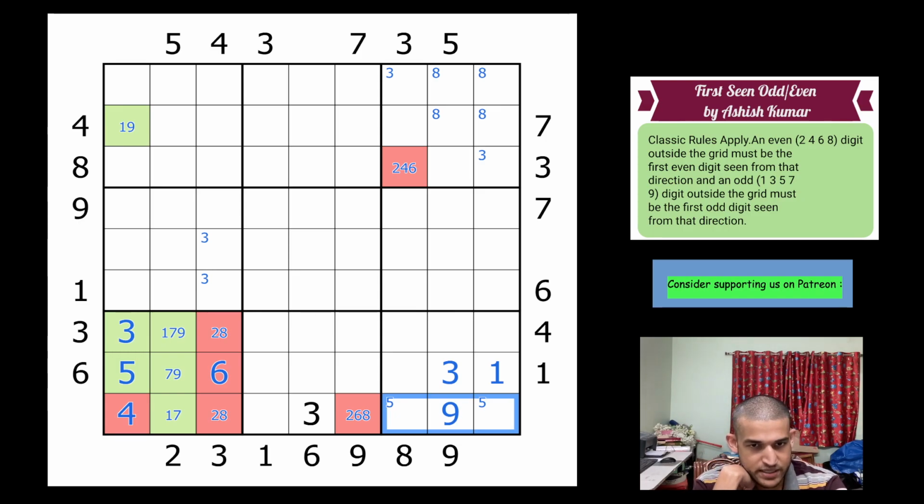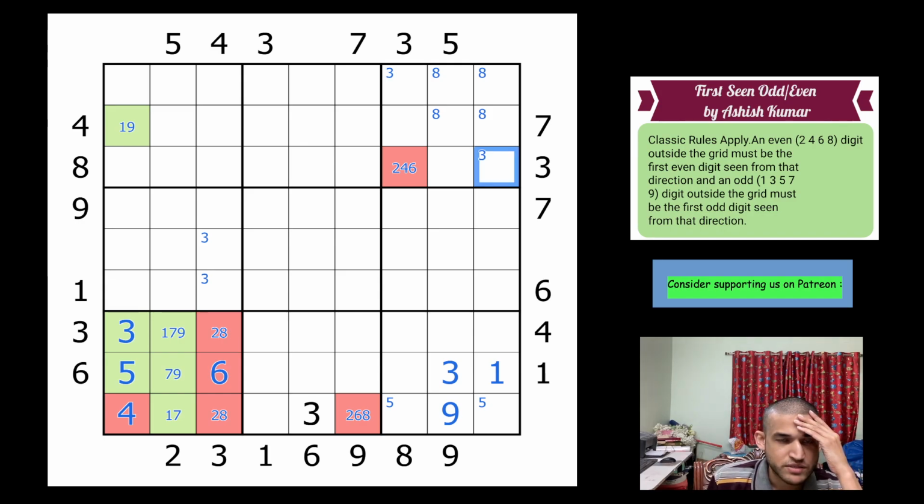Okay, so slightly some resistance here. So what do we do? Let's come back to this box. Can we deduce where the 3 goes?